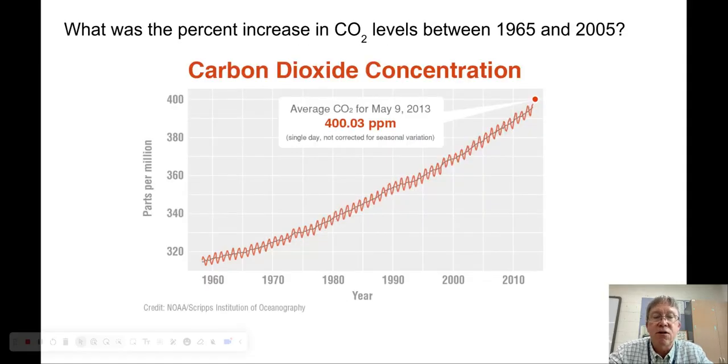This is called a Keeling curve. It's a pretty important and widely used way of measuring the carbon dioxide of our atmosphere. And so we just want to use this to figure out what is the percent change that occurred from 1965 to 2005 in the carbon dioxide concentration of the atmosphere?